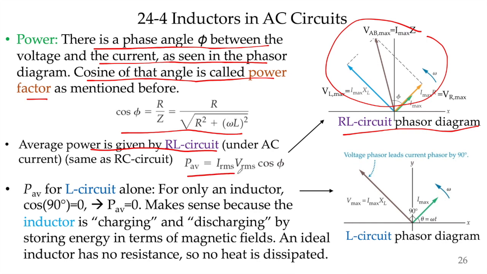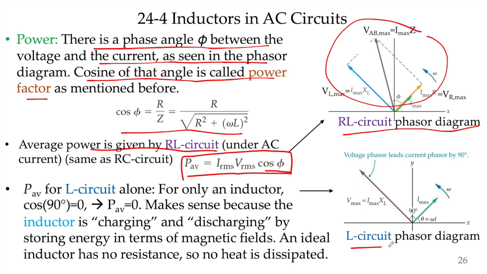It's basically this thing here. Okay, so there's a cosine phi, and what is that phi? It's basically the maximum voltage between, remember, the AB point. So the maximum voltage is the voltage on inductor plus voltage on resistor, and the angle between that maximum voltage and the current gives you that angle, phi angle, and if you plug it here, you can calculate the power.